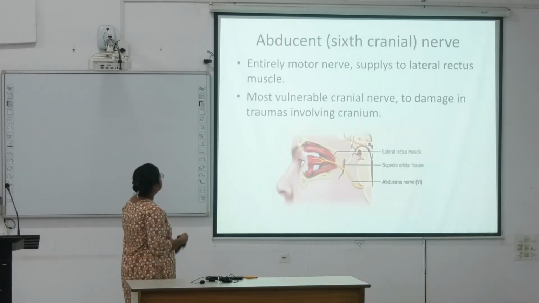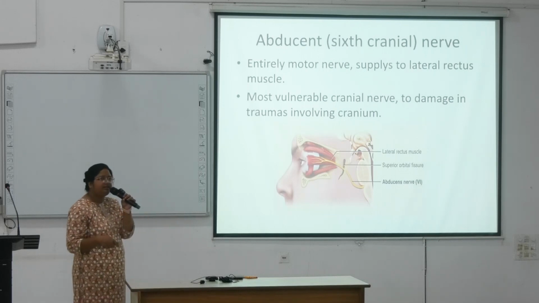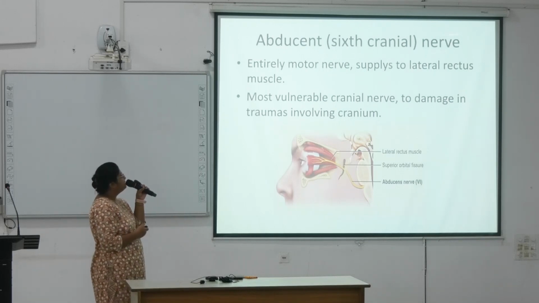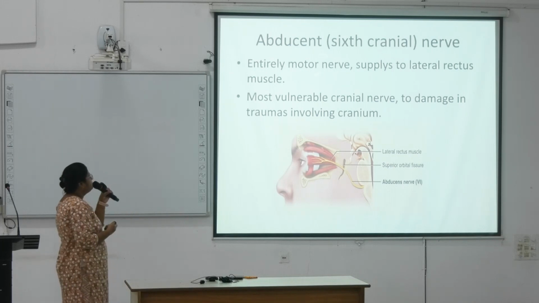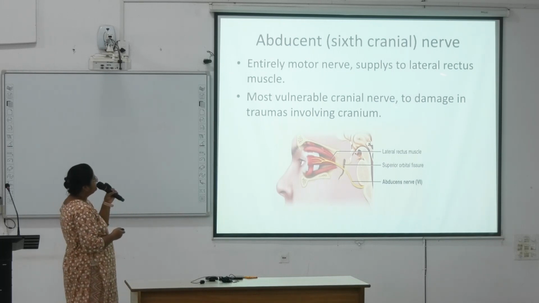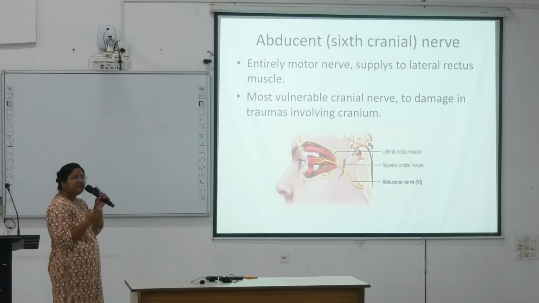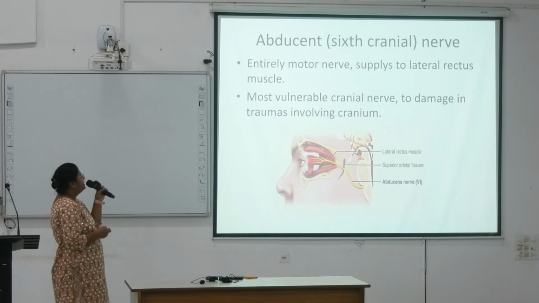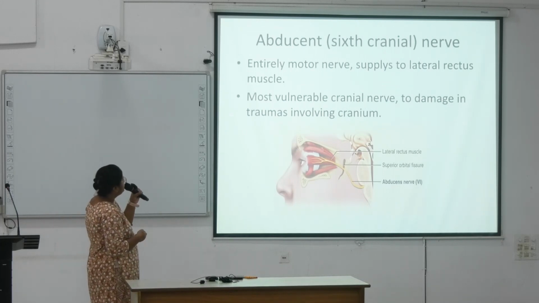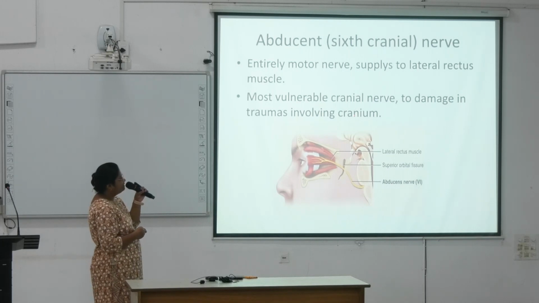Next we go to the sixth cranial nerve, that is the abducent nerve, an entirely motor nerve that supplies the lateral rectus muscle, LR6. It is the most vulnerable cranial nerve to be damaged in traumas involving the cranium.